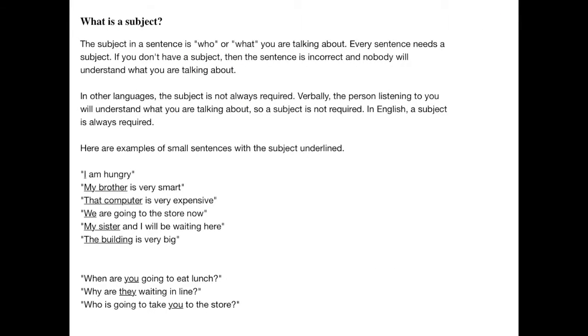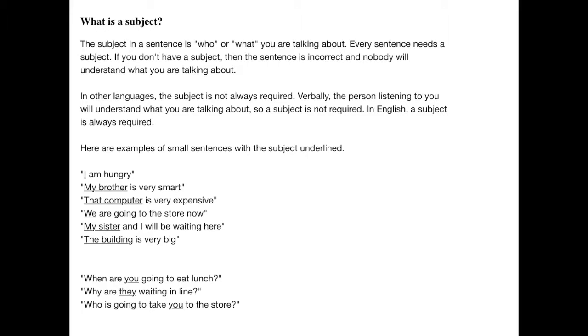What is a subject? The subject in a sentence is who or what you are talking about. Every sentence needs a subject. If you don't have a subject, then the sentence is incorrect and nobody will understand what you are talking about. In other languages, the subject is not always required. Verbally, the person listening to you will understand what you are talking about, so a subject is not required. In English, a subject is always required.